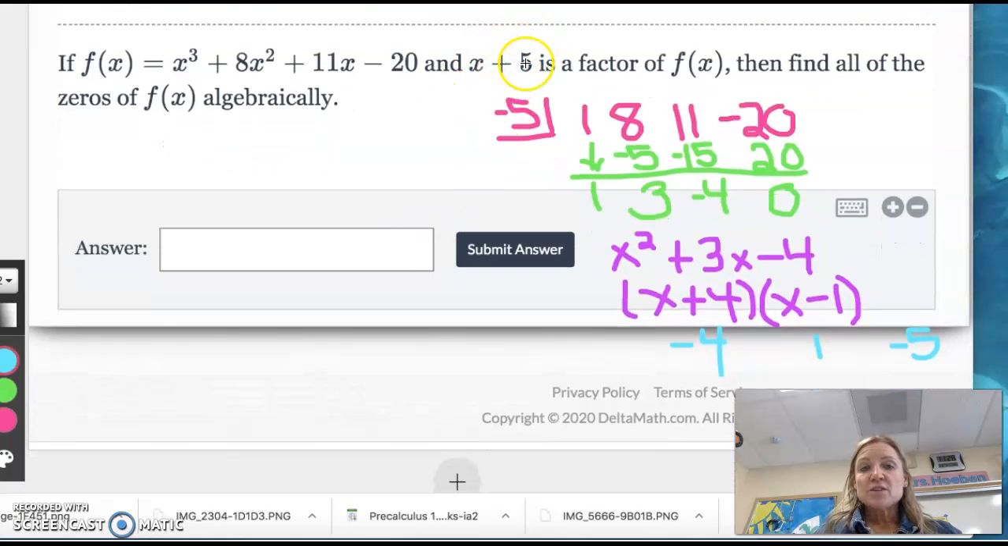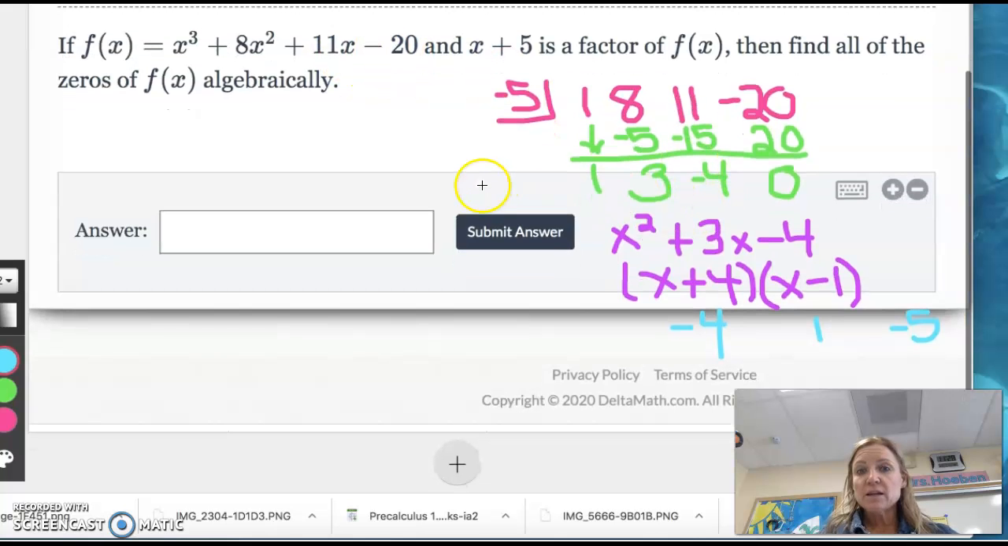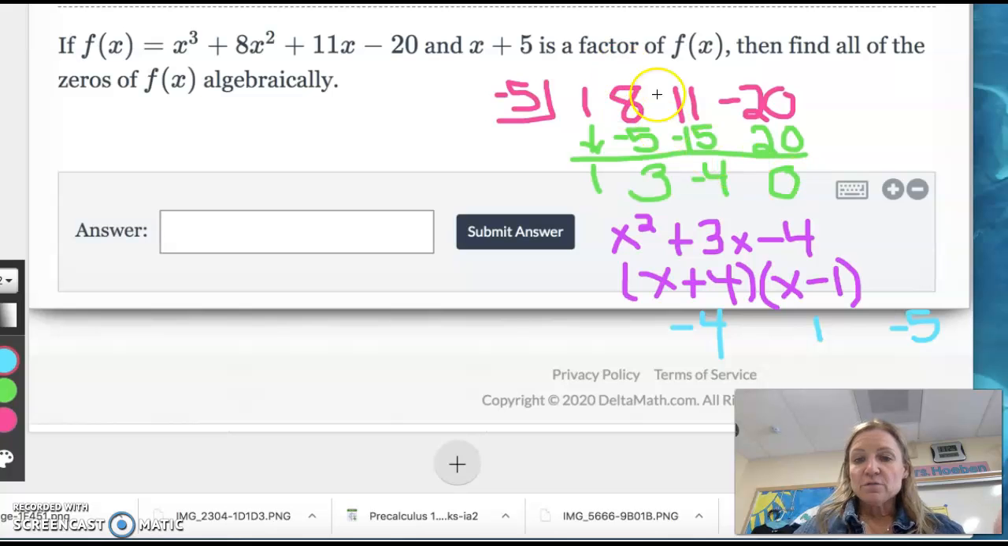So I took the number that would make this 0, so that would be -5, and then I took all the coefficients, so 1, 8, 11, and -20, and I did synthetic division with it. You bring down the 1, you multiply -5 times 1, which is -5, add these together to get 3, -5 times 3 is -15, 11 plus -15 is -4, -5 times -4 is 20. These are opposites, so it goes to 0, which is what it should do. If for some reason it doesn't, go back and check it because it's supposed to go to 0.